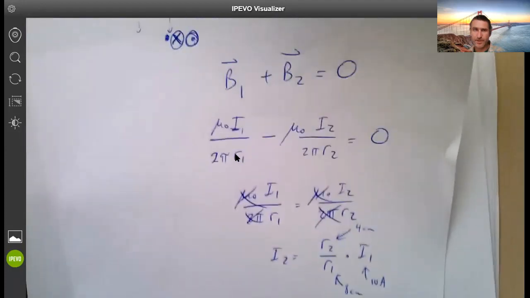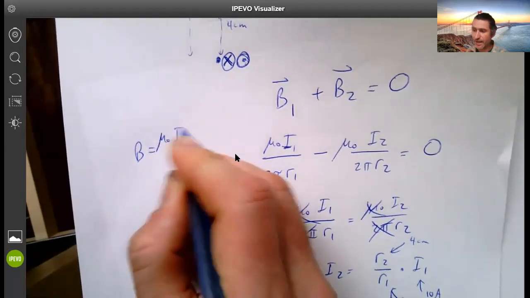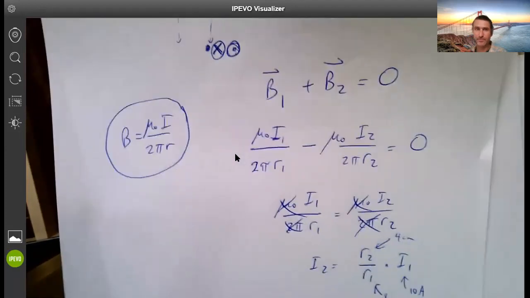So we basically summed up the magnetic field, and the formula for magnetic field is mu naught I over 2 pi r. That's kind of our big starting formula there.